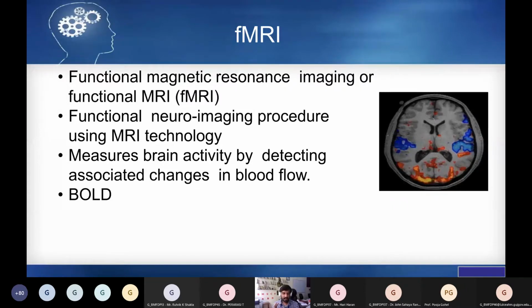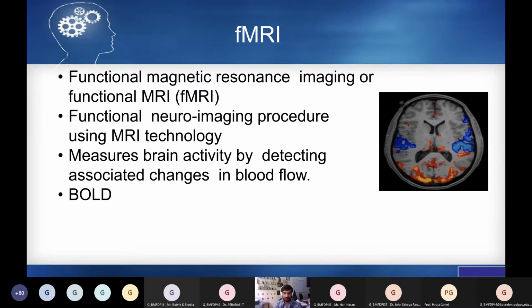With fMRI, the problem is spatial resolution is very bad, whereas time resolution is good. So it depends on a lot of factors why you need to choose fMRI versus EEG. EEG time resolution is good, but here spatial resolution is good. So it all depends on which modality you work on. It measures the activity by detecting associated change in blood flow. So it's called BOLD, which is blood oxygen level dependent.